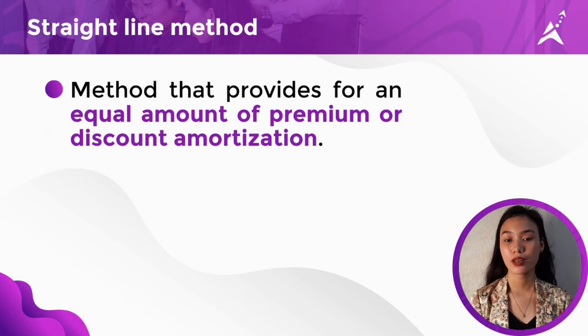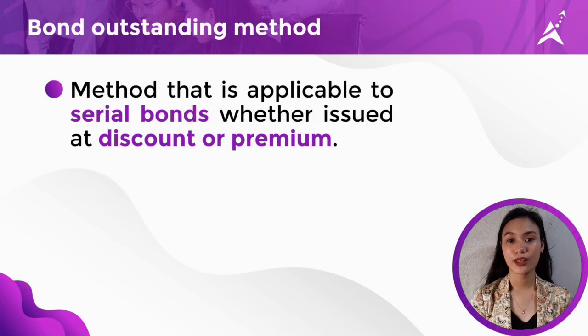If it is a short-term bond, we can use the straight line because it is more effective and efficient and the difference is very immaterial. To arrive at the periodic amortization, divide the amount of the premium or discount on bonds payable by the life of the bonds. Next is the bond outstanding method. It is applicable for serial bonds and provides for a decreasing amount of amortization. Bond outstanding is determined every bond year. The annual discount amortization can be computed by multiplying the fractions by the amount of the discounts, same as the computation for the annual premium amortization. The fractions will be multiplied by the amount of the premiums.